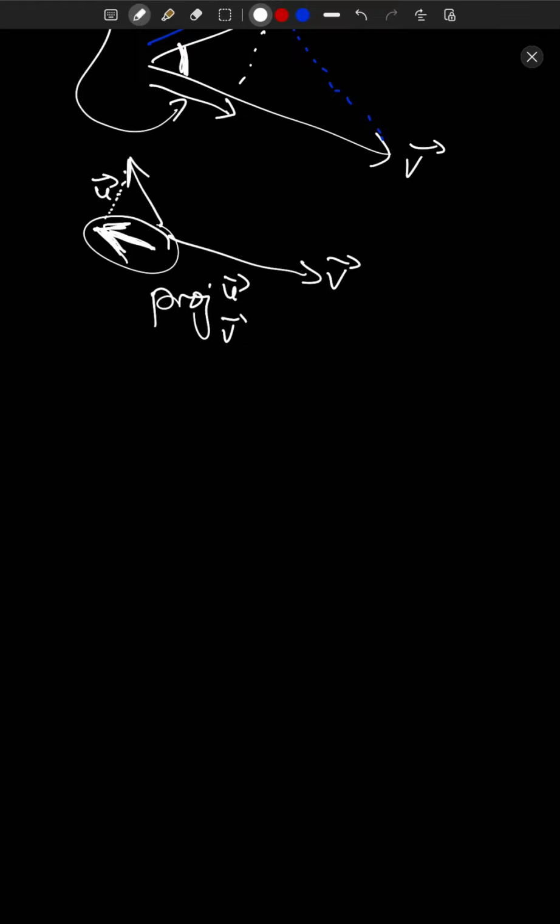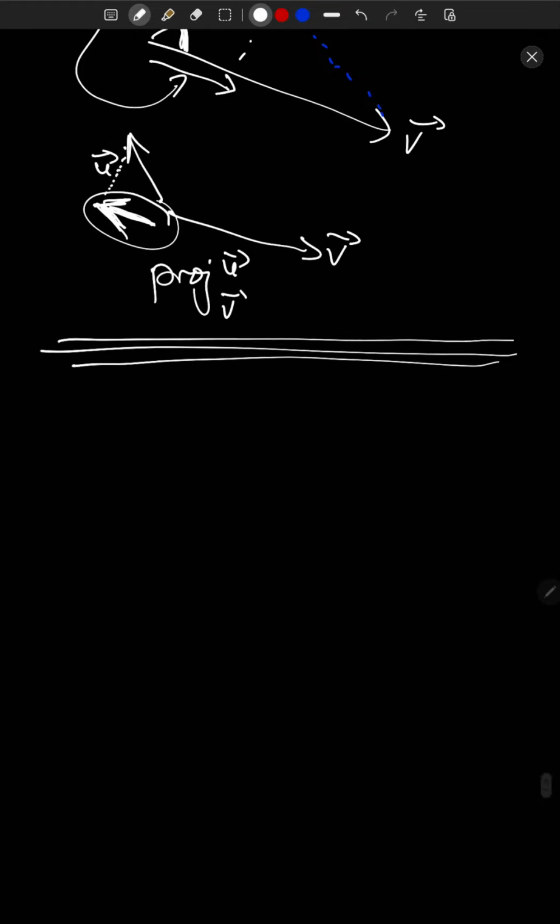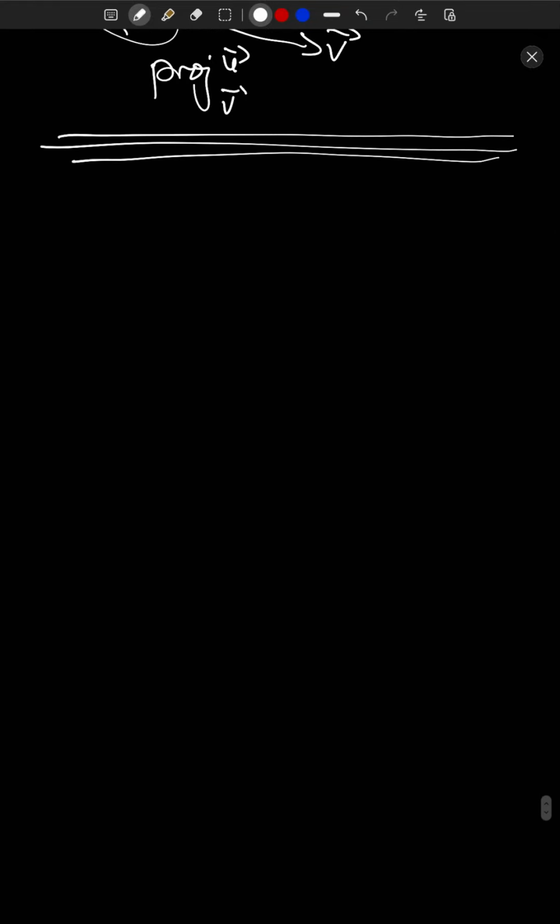Let's see. Okay, so let's do an application. Let me do a kind of physics-y application first, and then we'll come back to another mathematical application. So the physics-y application is work.